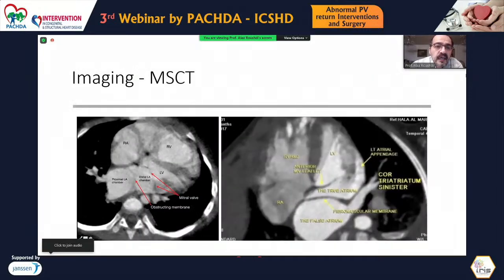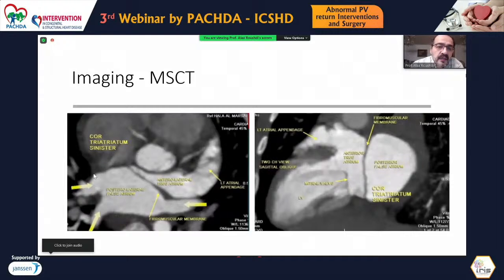In cases where the anomalous origin or drainage of the pulmonary veins or associated extravascular anomalies are suspected, the multi-slice CT can be helpful. And here the multi-slice CT can properly visualize this filling defect here, depicting the membrane and the pulmonary venous connections. And here we can clearly see the pulmonary veins draining directly into this accessory chamber, and the left atrium proper receiving the left atrial appendage and the membrane almost separating these two chambers.